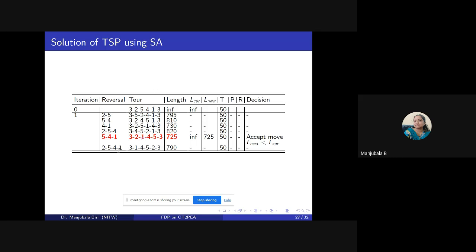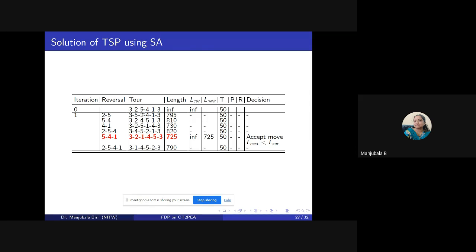Lastly, a four-way reversal you can do: 2, 5, 4, 1. If you do that, you get 3, 1, 4, 5, 2, 3. Similarly, you cannot reverse the 5, 4, 1, 3 sequence, as again you will get an infeasible solution. So in this way, you can apply these reversal techniques to the TSP problem to find the neighboring set, the neighboring solutions for this tour.